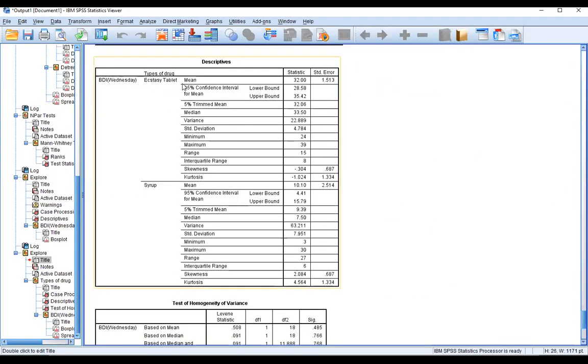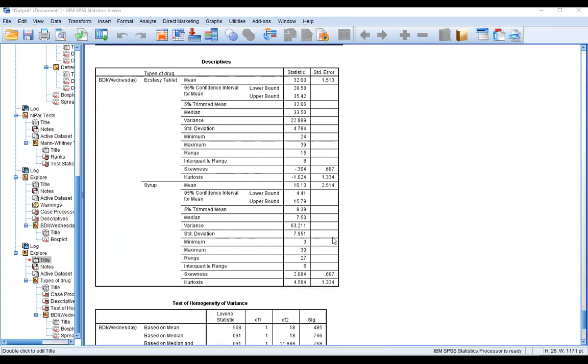The ecstasy tablet user median value is 33.5, and the syrup user median value is 7.5. Is it the same or different? It is different. Both values are different, 33.5 and 7.5. Whether this difference is significant or not, we already found out through our calculation.